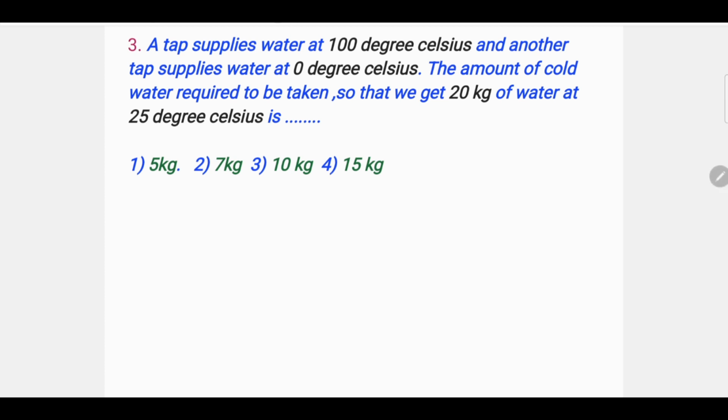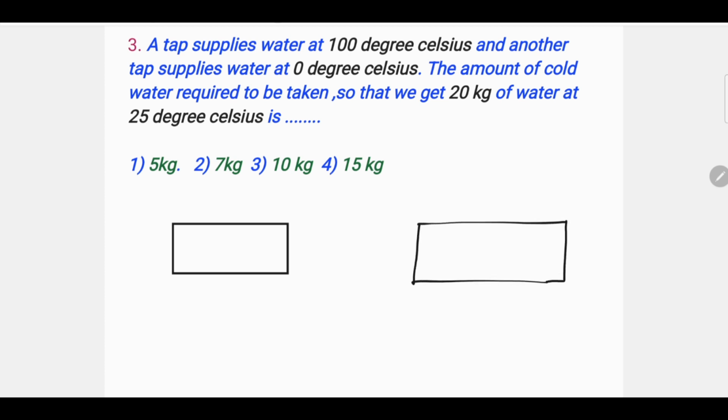So we can visualize the situation. First, you think like this. These are the two taps. So water is coming from two taps. One is supplying water at 100 degrees Celsius, so water is coming out. Now another one is supplying water at 0 degrees Celsius.